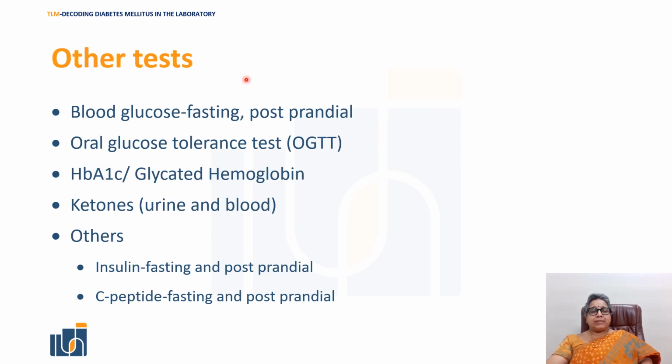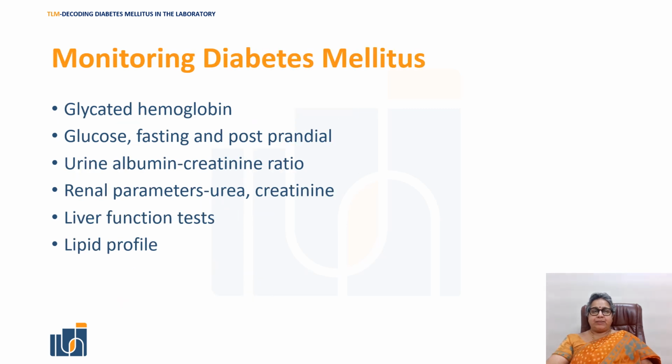Now, the other tests are blood glucose fasting postprandial, OGTT, glycated hemoglobin, ketones in the urine and blood, insulin fasting postprandial, C-peptide fasting postprandial. We've discussed all these tests at length. We've learned how useful they are, or whether they are useful, when they are useful, when they're not useful, and how to do these tests.